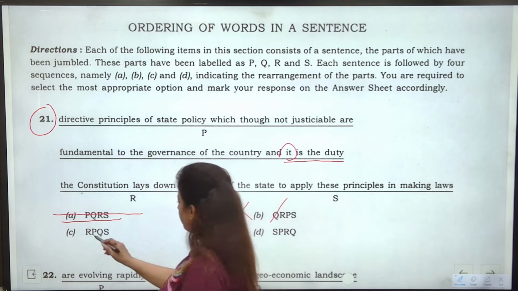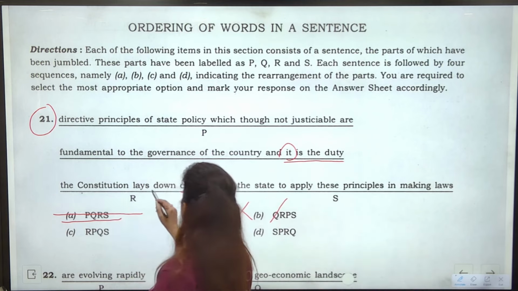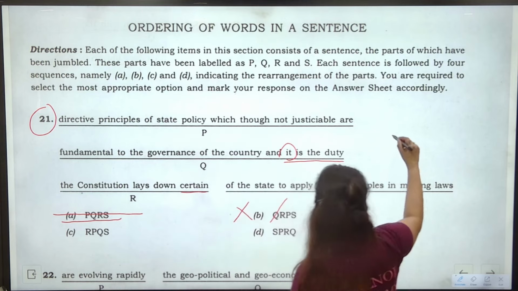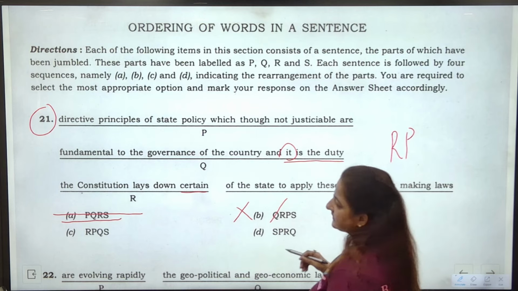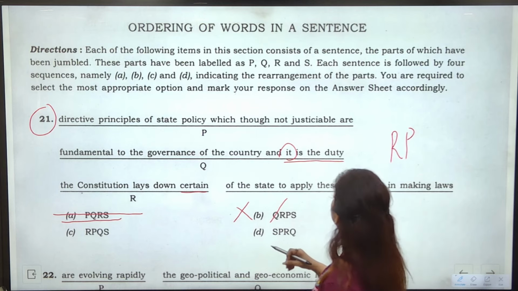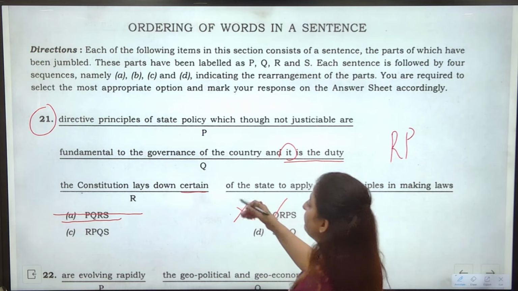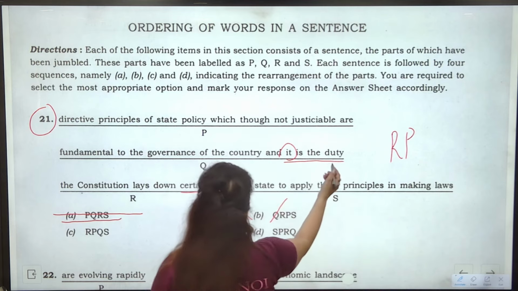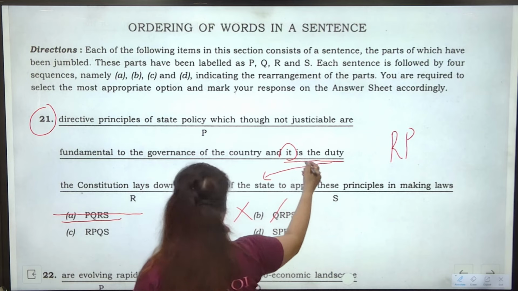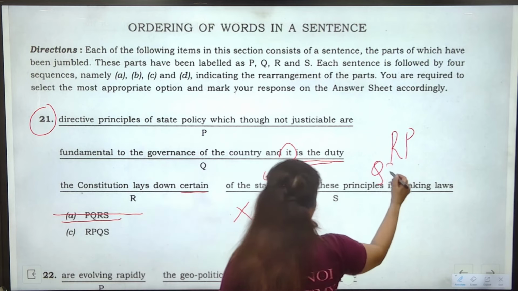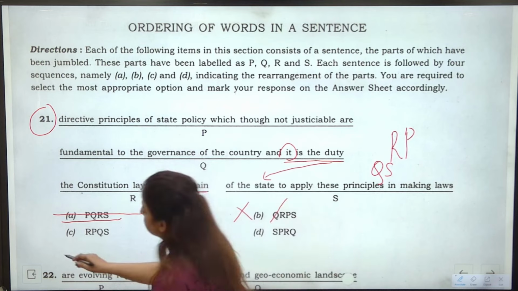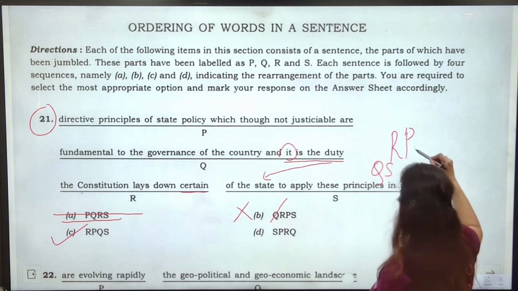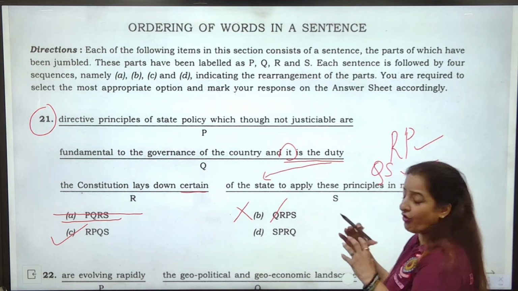Let's read Charlie, RPQS. The constitution lays down certain principles. So if you see RP साथ में जा रहे हैं, certain principles of the state policy which though not justifiable are fundamental to the governance of the country, and it is the duty of the state. ये भी जा रहा है. So if you think about it, even Q and S is a pair. RP एक pair है, Q and S is a pair. Answer is Charlie, RPQS. So keep making such pairs basically. Basically you have to form mandatory pairs.